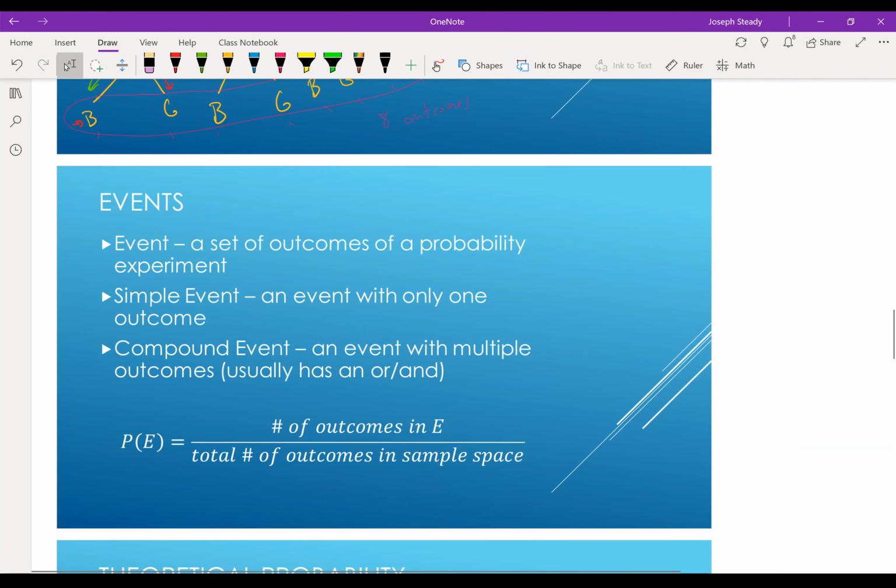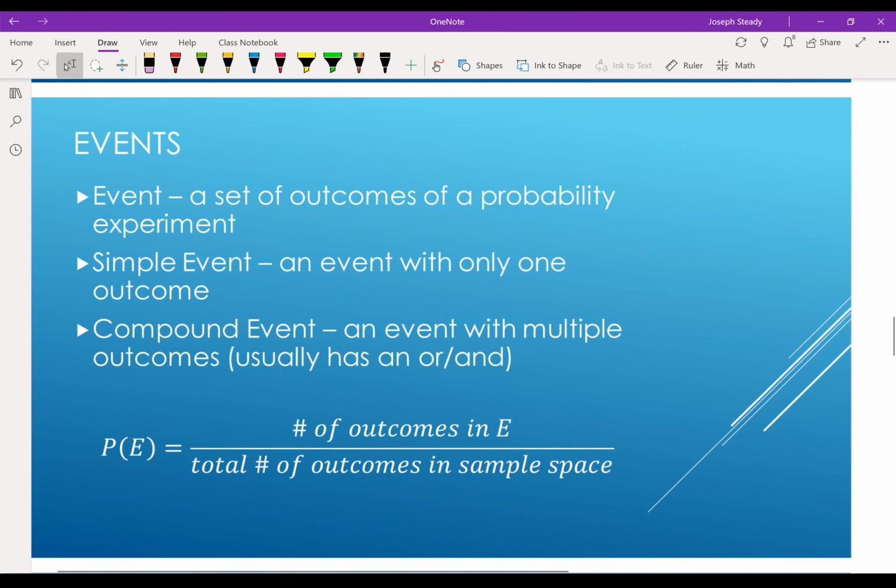Now, so far we haven't really talked about probability, which is what we are focusing in on in this unit. When we're talking about probability, we like to talk about the probability of an event. So an event is just a set of outcomes of a probability experiment. And specifically, we are going to deal with two different kinds of events. Simple events, which is when there's only one outcome you're interested in, or compound events, which is when there are multiple outcomes that you are interested in having occur.